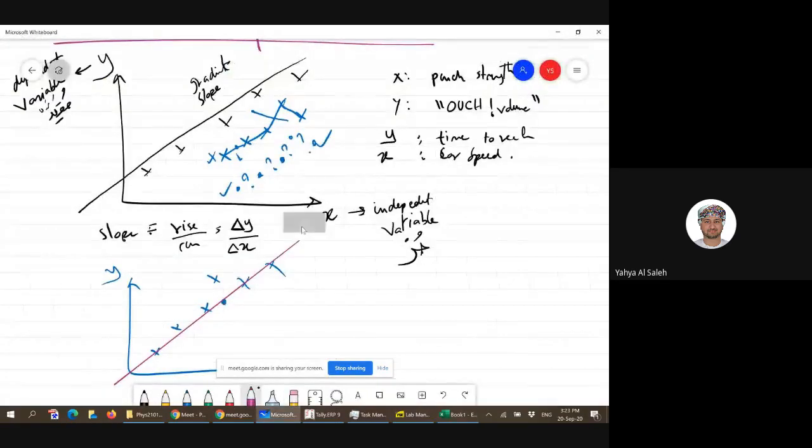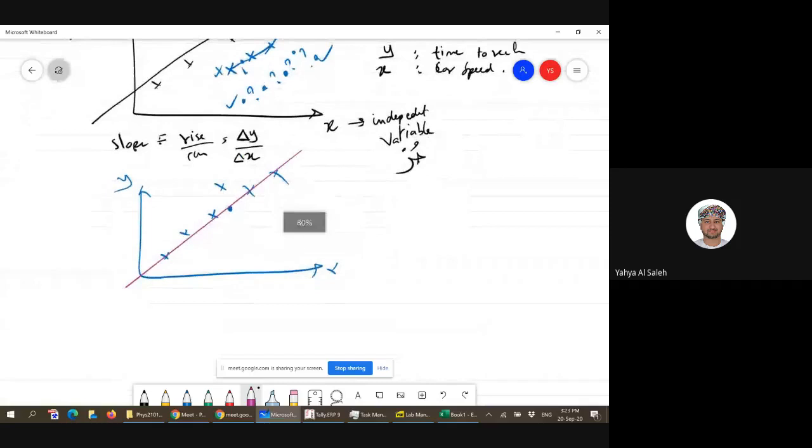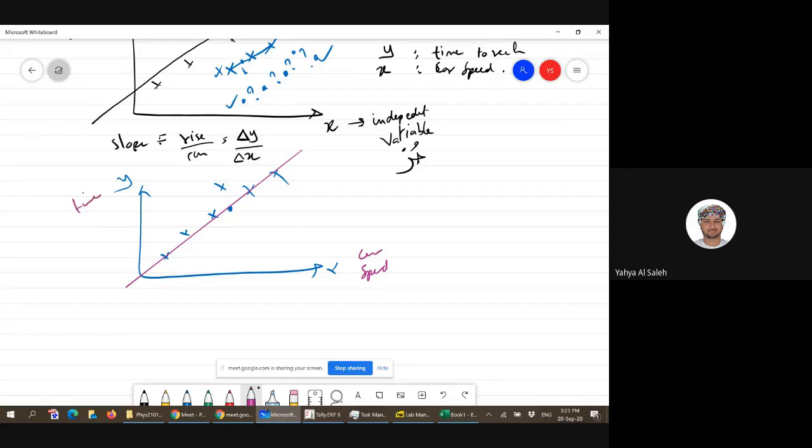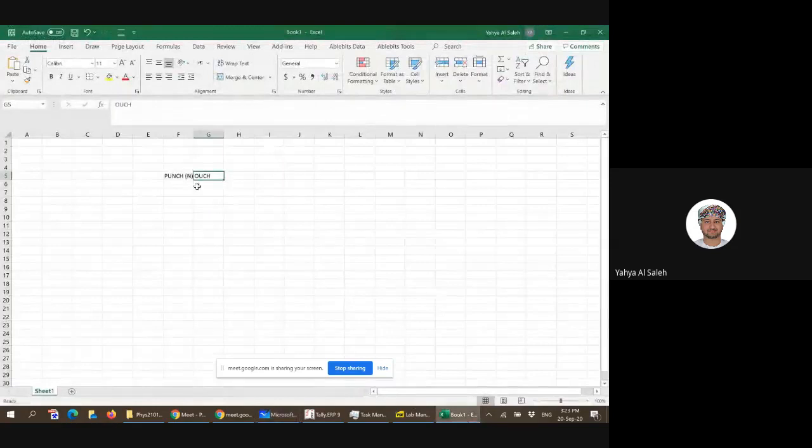This means nothing unless I know, for example, I say car speed, time. This means nothing unless I say, okay, you know what? This is in kilometers per hour, and this is in hours. Because this graph will mean very, very different things if this is not in hours, if this is in seconds, it will mean a very, very different thing. Okay, so headings: punch, ouch.